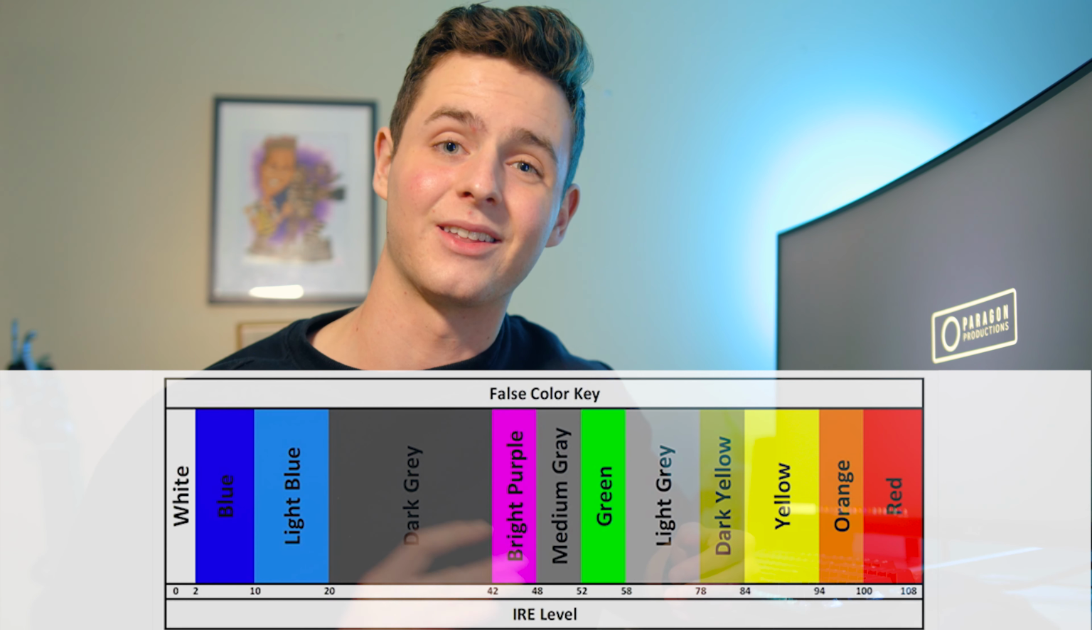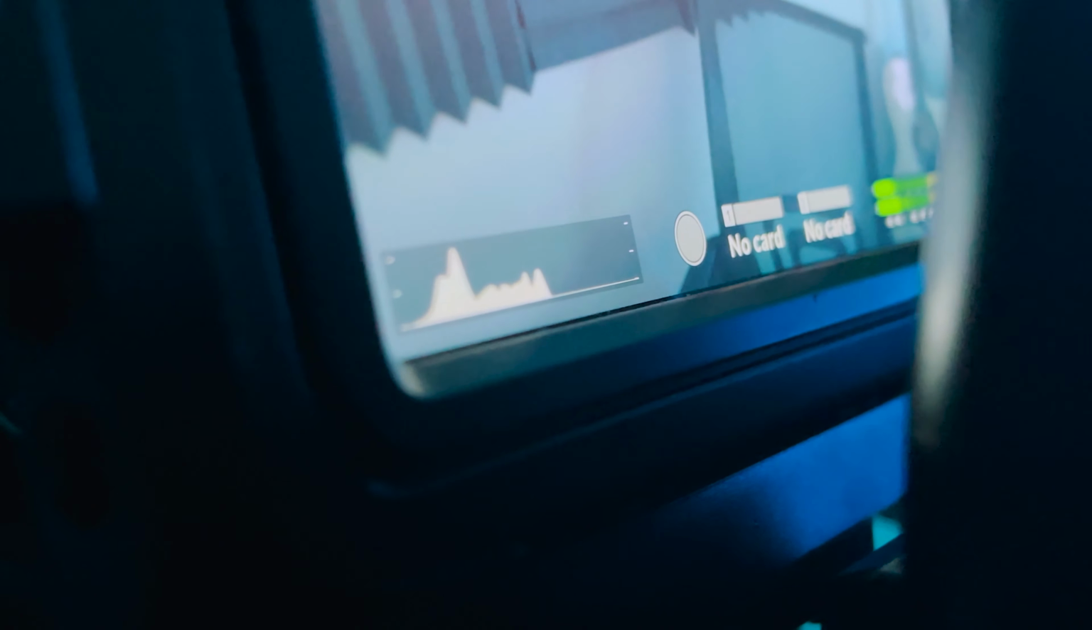There are 3 main tools to using this on cameras, and that is zebras, histograms, and false color. If you're using false color, make sure your skin tone sits somewhere in the light gray area. If you're using a histogram, try to get most of your data to sit somewhere in the middle of the graph. You don't want a bunch too far up on the left or too far up on the right.